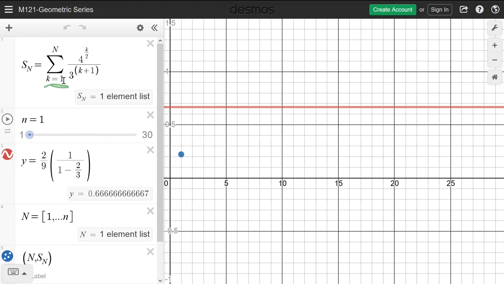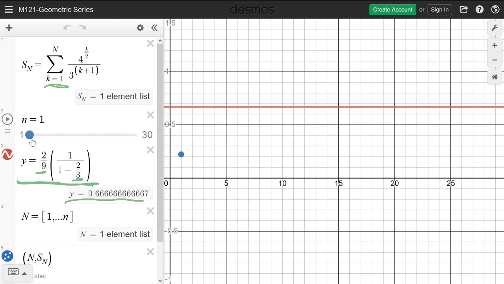And we're just looking at the nth partial sum here, right? And this y value is the formula that we just calculated for the sum of the geometric series. So we have the first term, which is 2/9, times 1 over 1 minus the common ratio, which is 2/3. And we conjecture that this series will converge to 2/3, right? So what we're going to do is look at n going off to infinity and just visually verify that that's actually what's happening.